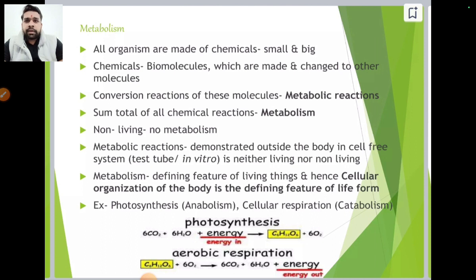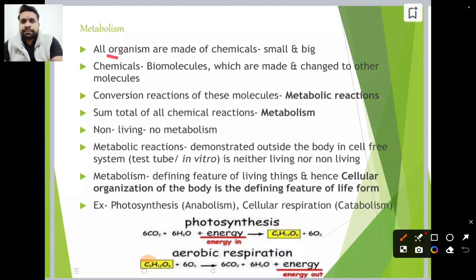Metabolism means, simply we can say, the sum total of all the chemical reactions occurring in a living organism is simply called metabolism. Or all kinds of chemical reactions, metabolic activities which occur in a particular living organism can also be known as metabolism. All organisms are made up of chemicals. Now, what kind of chemicals? Here there is a word coming, small and big. These chemicals are also called biomolecules.